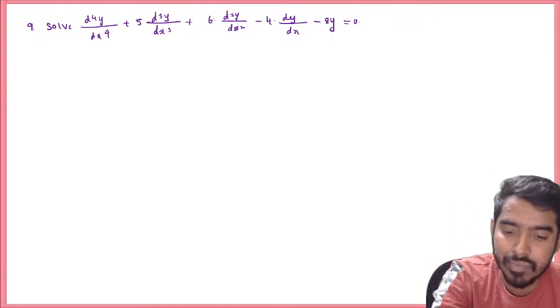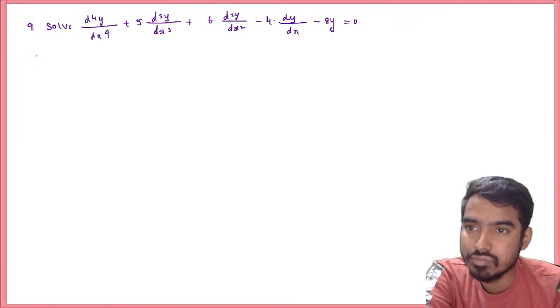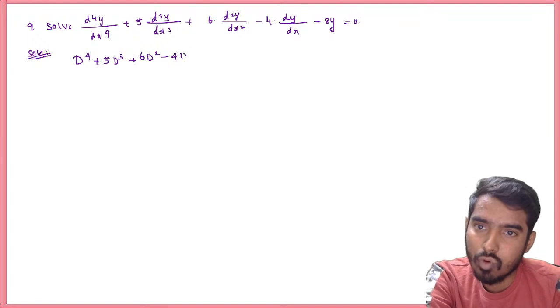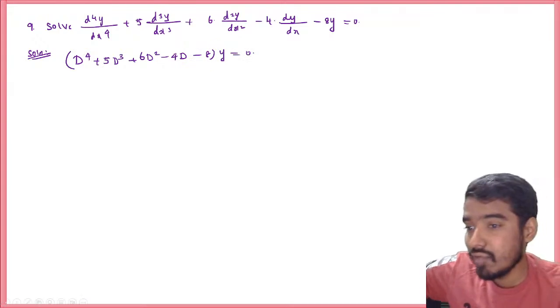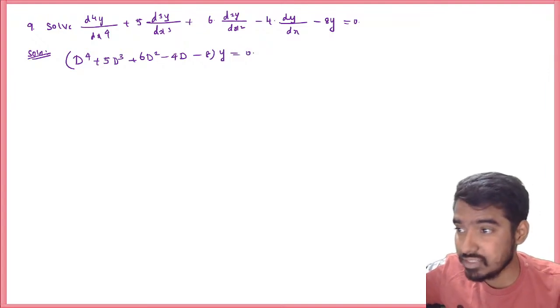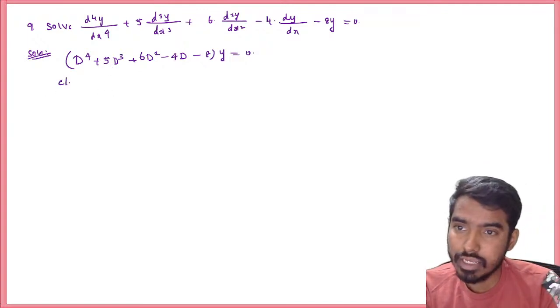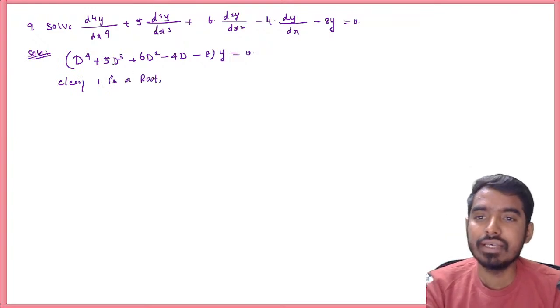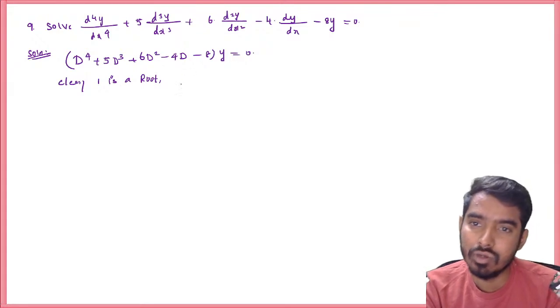Just now I'm seeing your comment. So we'll solve this equation now. This is the same as d power 4 plus 5d cube plus 6d square minus 4d minus 8 of y is equal to 0. Here we have a fourth order differential equation, and you can easily see one is a root, because 1 plus 5 is 6, 6 plus 6 is 12, 12 minus 12 is 0. So to find the other three roots, go for the quadratic.